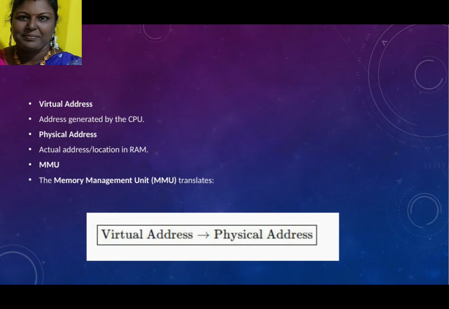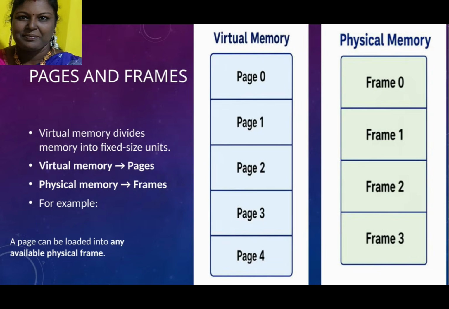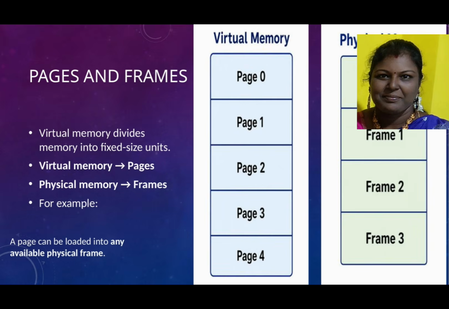Let's talk about how virtual memory works in practice. Instead of dealing with one big chunk, memory is split into fixed-size units called pages. These pages can be loaded into any available physical frame in the actual hardware. Think of pages as virtual slots and frames as the real spots in memory. This system gives us flexibility. It lets the operating system manage memory more efficiently, swapping pages in and out as needed without worrying about their exact physical location.